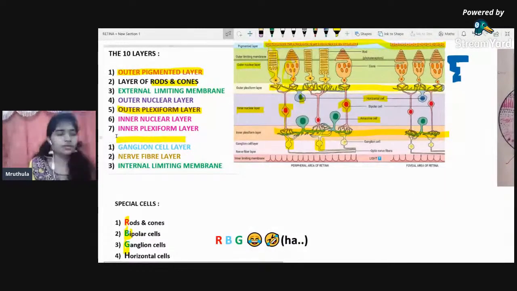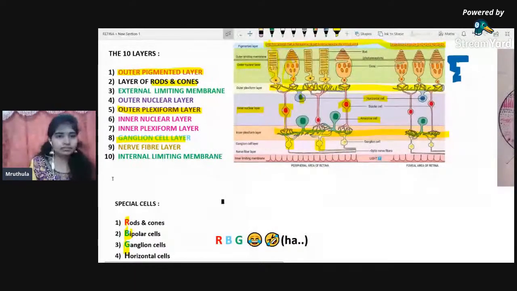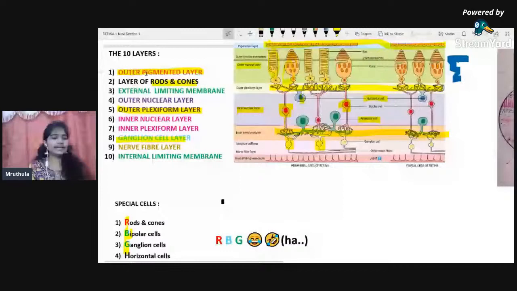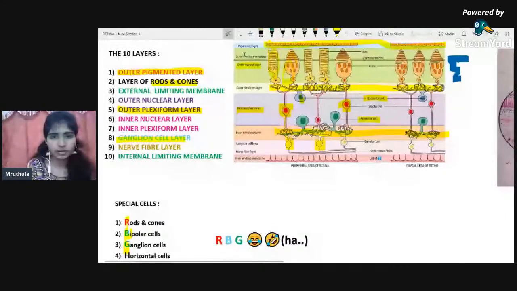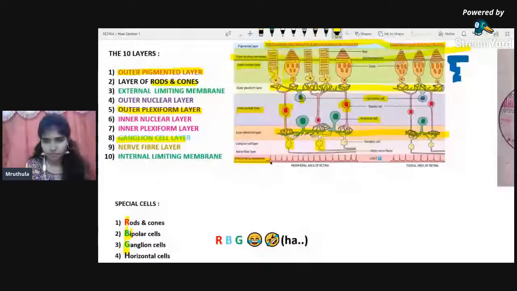Now let's get back to the 10 layers. If you want to write these 10 layers, first you should remember RBG Ha. Once you locate that in the diagram, we will say the outermost layer is the outer pigmented layer. Within that we have rods and cones. Within that we have the external limiting membrane. What is this external limiting membrane? Here is that layer, the external limiting membrane. This zone that I'm highlighting now is the external limiting membrane, and the innermost lining is the inner limiting membrane.